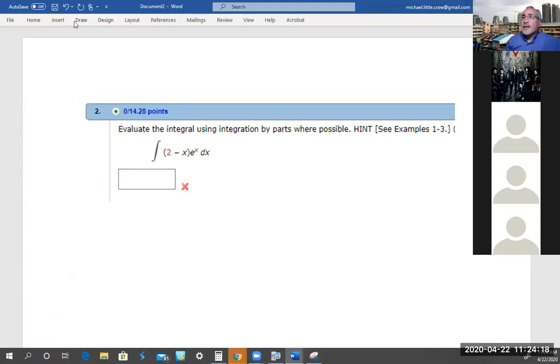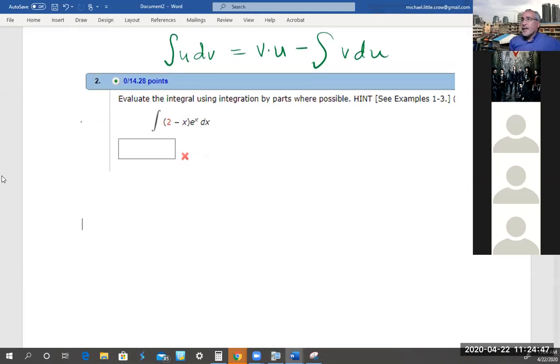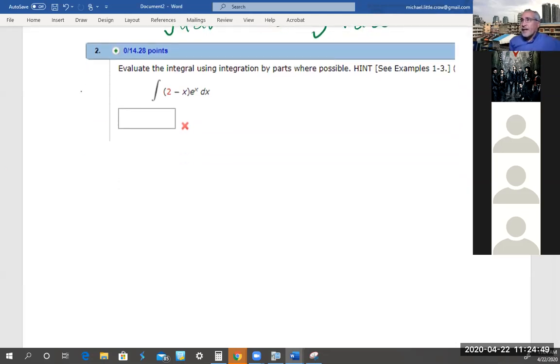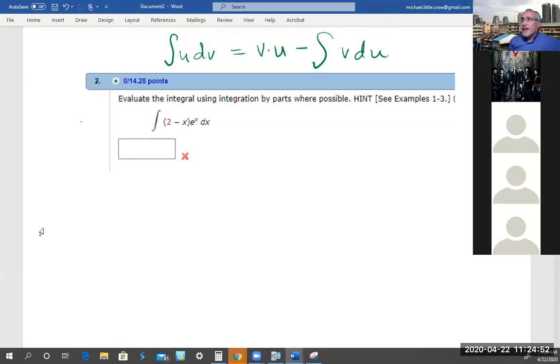Integration by parts says that when we're integrating something that is u dv, we break it into parts, and then it becomes u times v minus the integral of v du. That's what you're going to need to remember because they don't give you the formula. And then what we do is we get this little box thing.